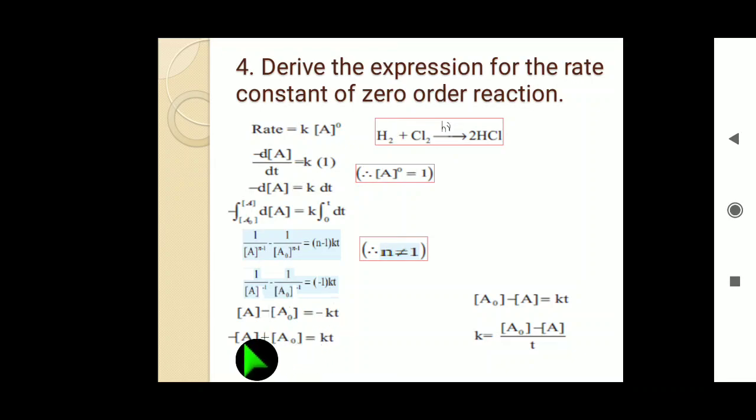Again we can multiply this equation with minus, so minus A plus A naught equals kT. Then we can write concentration A naught minus concentration A equals kT. So K equals concentration A naught minus concentration A divided by T. So this is the rate constant for a zero order reaction.